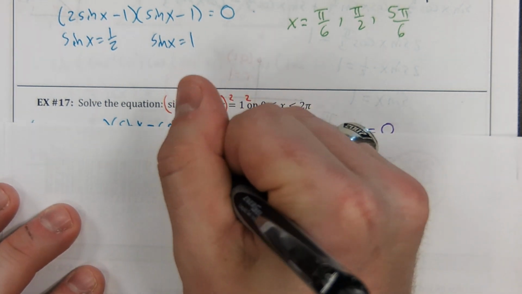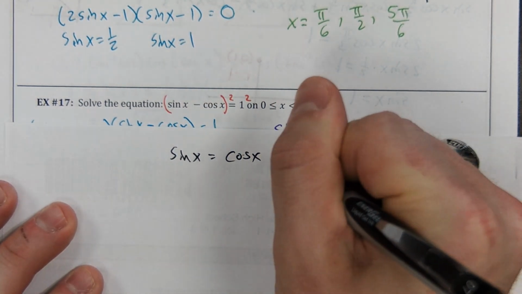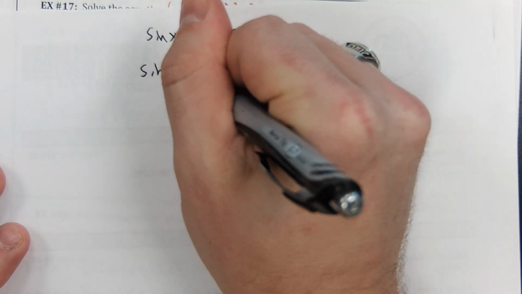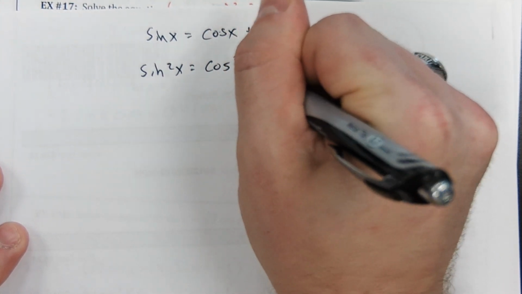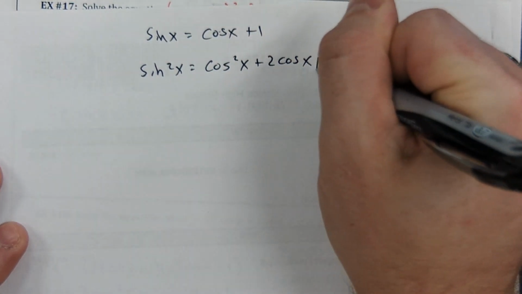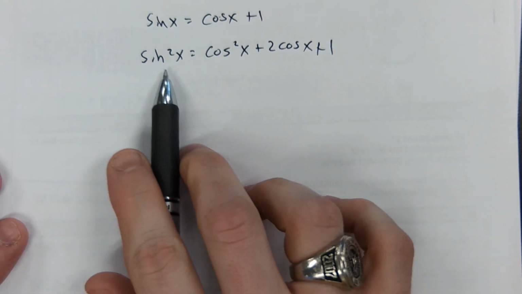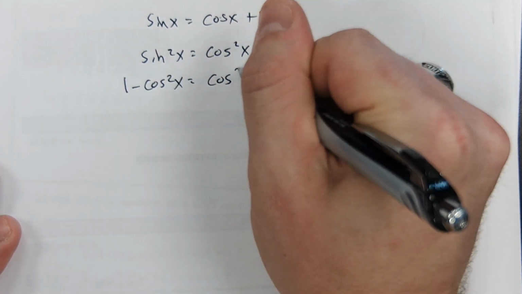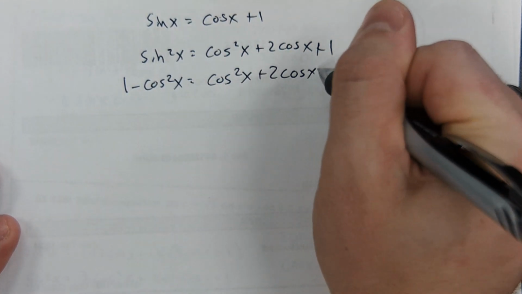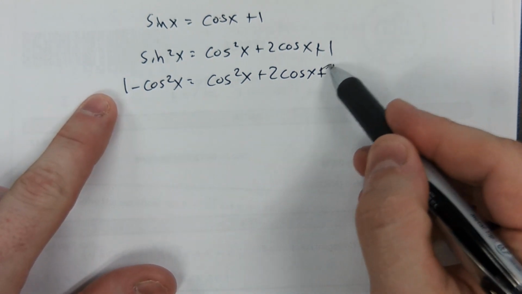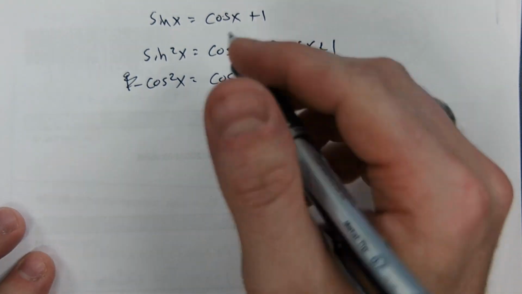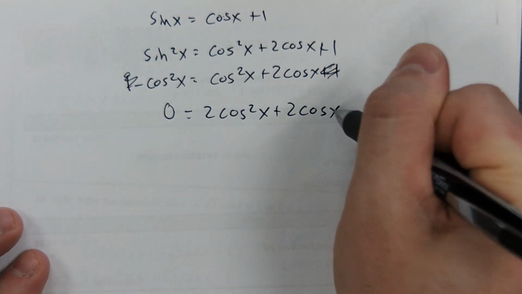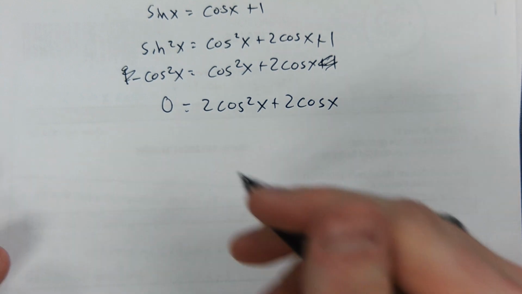So let's add cosine x to both sides. Now let's square both sides. If you square both sides, you get sine squared x equals cosine squared x plus 2 cosine x plus 1. This is 1 minus cosine squared x. The 1s cancel. And if you add, you get 2 cosine squared x plus 2 cosine x. I think that was even easier. Look at that.